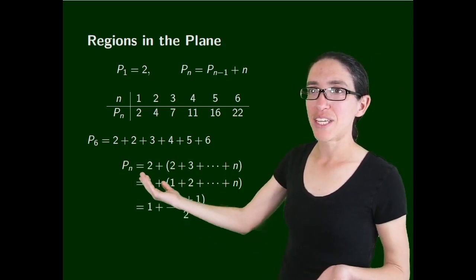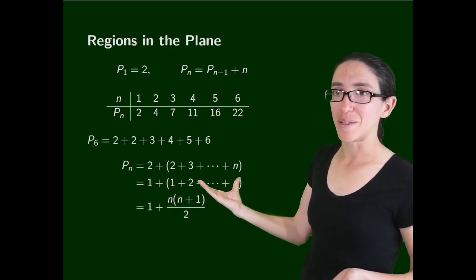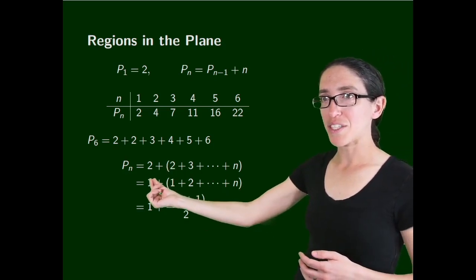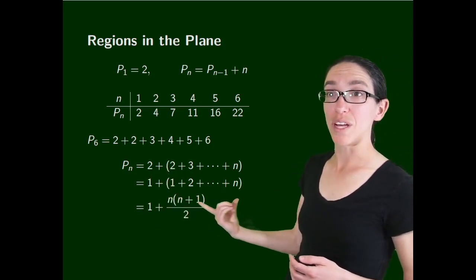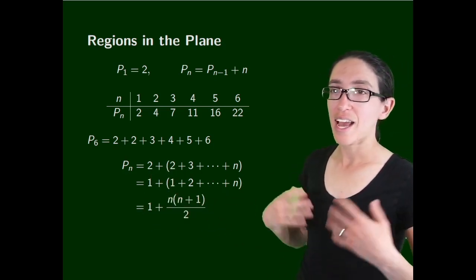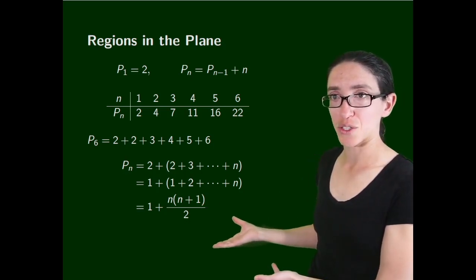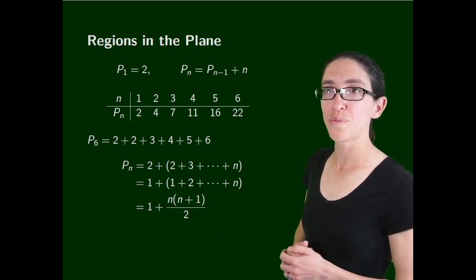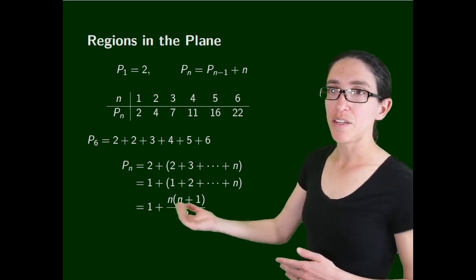And in general, p sub n is going to be 2 plus the sum of the numbers from 2 to n. If we split this 2 into 1 plus 1, then we get 1 plus the sum of the numbers from 1 to n, and that's our triangular number, which by Gauss's formula is n times n plus 1 over 2. So that gives us an explicit formula for p sub n.